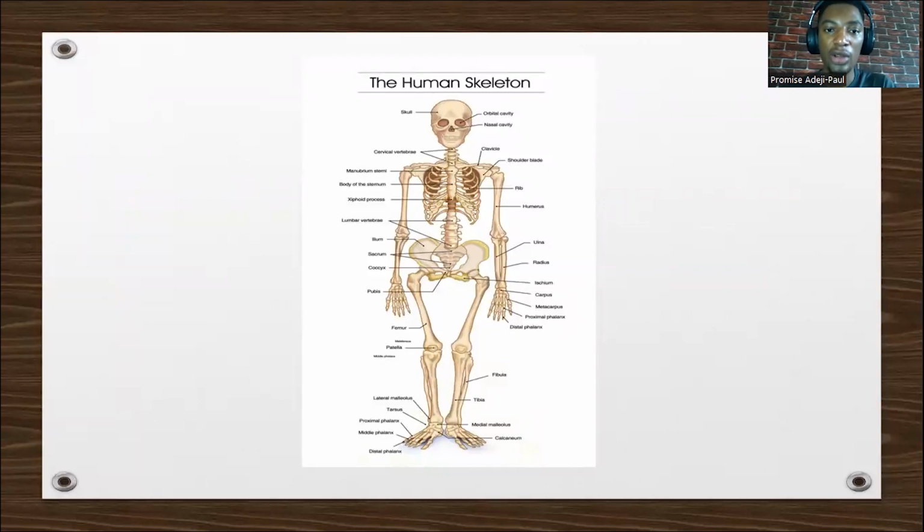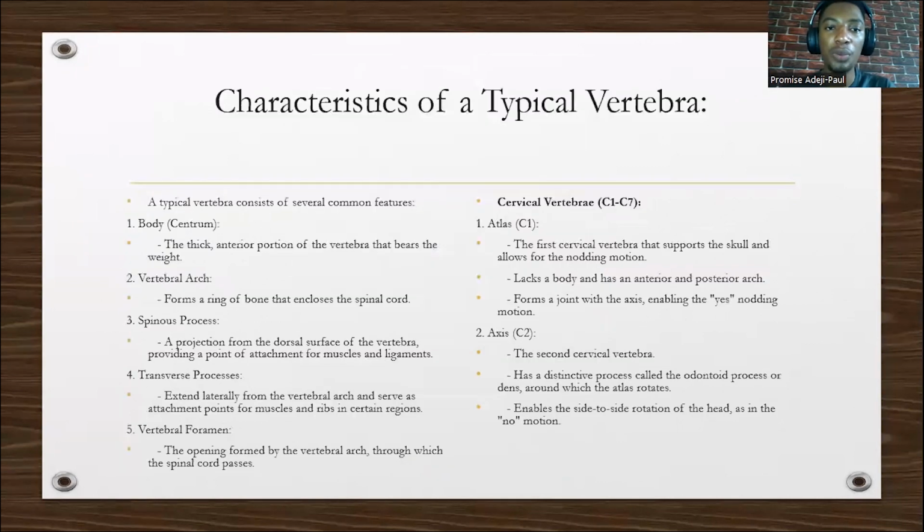You can also just spend time with it, get familiarized with it, and you can know where each bone is located and the names of each bone.